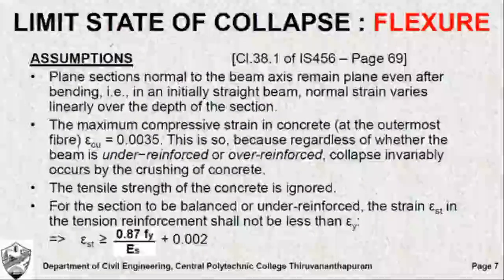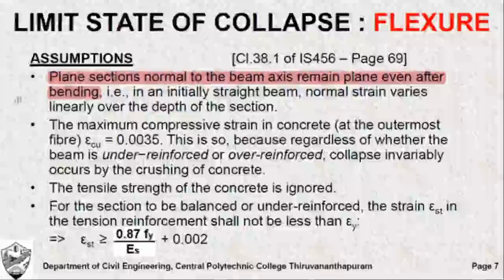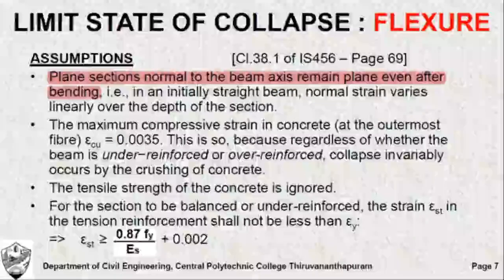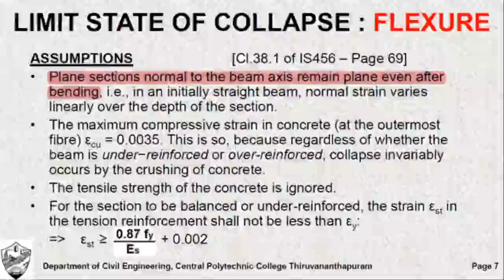Plane sections normal to the beam remain plane even after bending. So this assumption we have already learned as the Euler-Bernoulli assumption. What was the consequence of this assumption? The strain distribution in the reinforced concrete beam is a straight line.